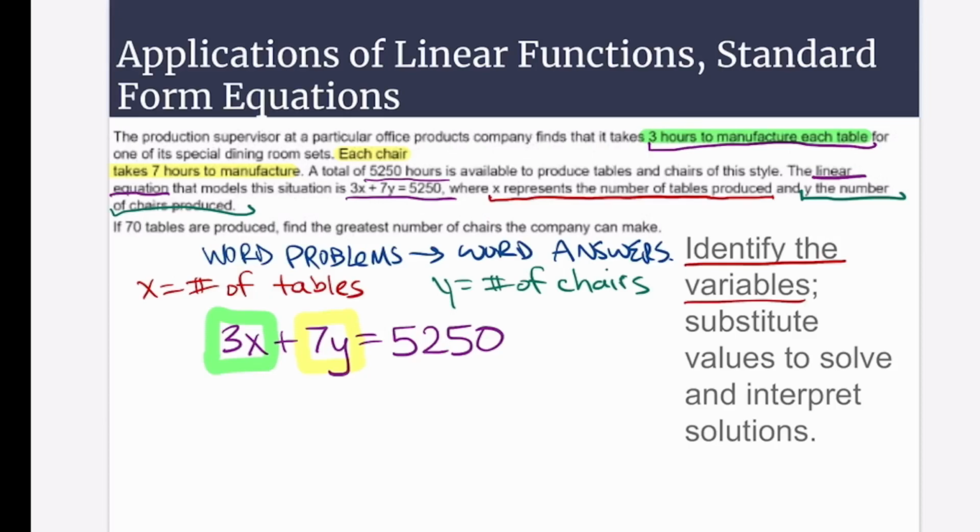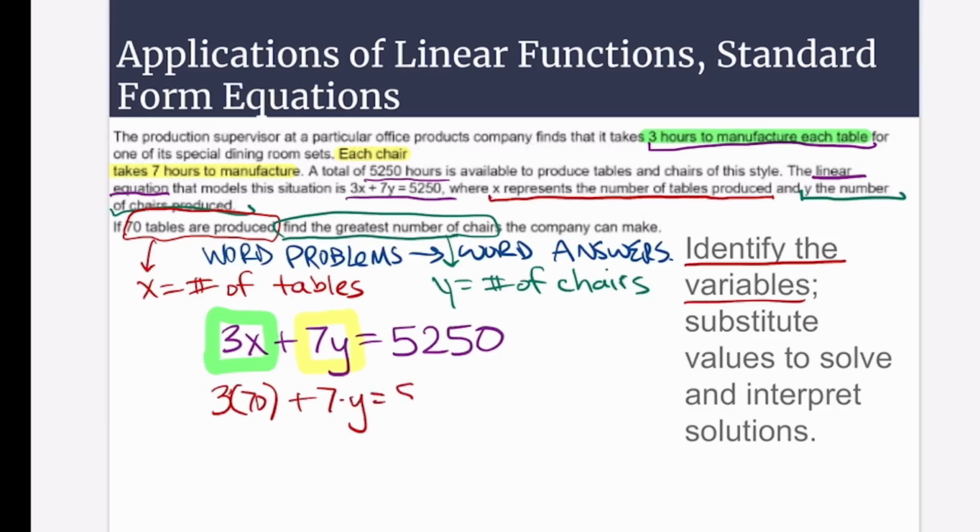So the question is asking if 70 tables are produced. So that tells you something. Tables. They're telling you X is 70. Find the number of chairs. If you're finding the number of chairs, that is Y. So they're giving you X and you're solving for Y. 3 times 70 plus 7 times Y equals 5,250. And now we're just going to solve this to figure out what our Y value is.